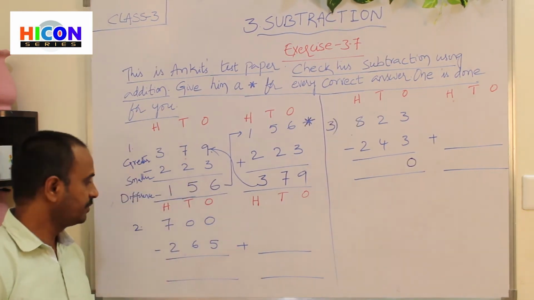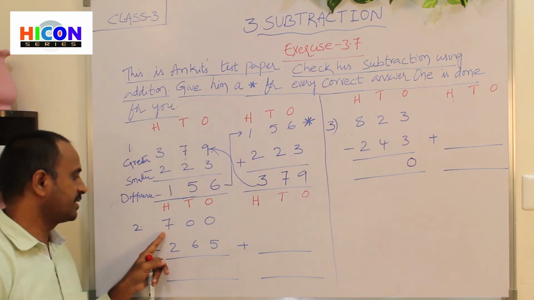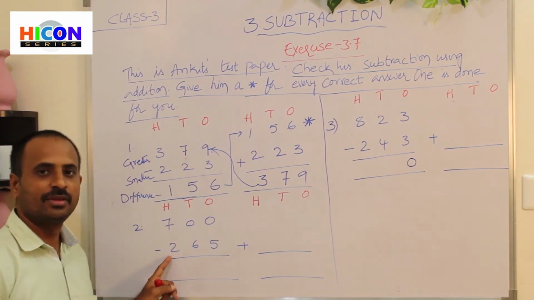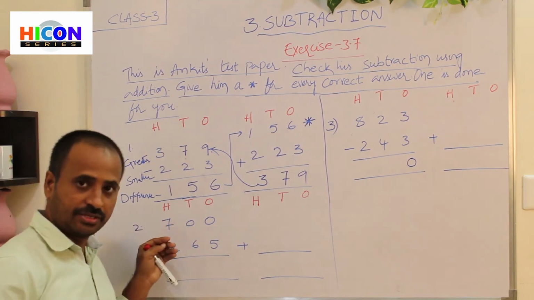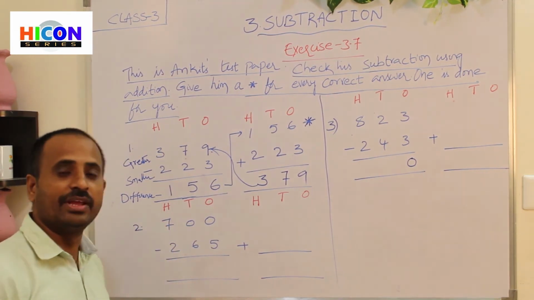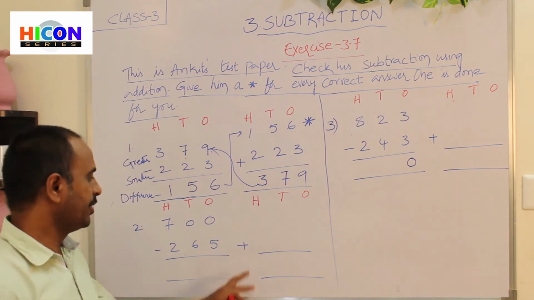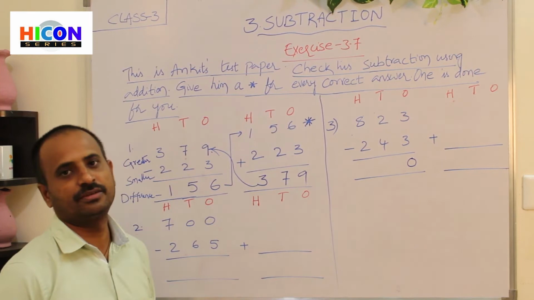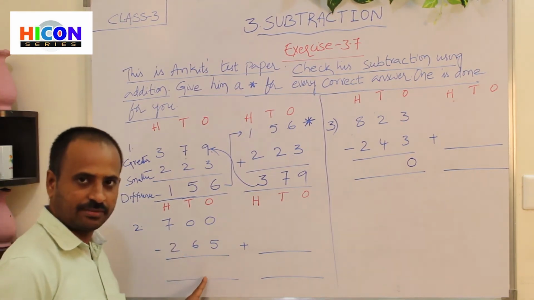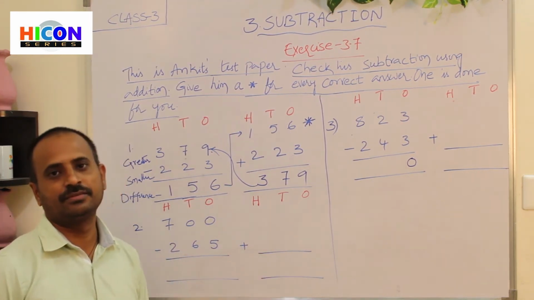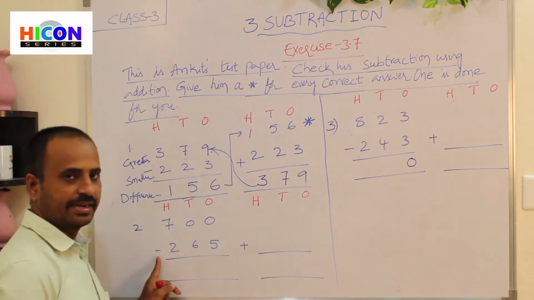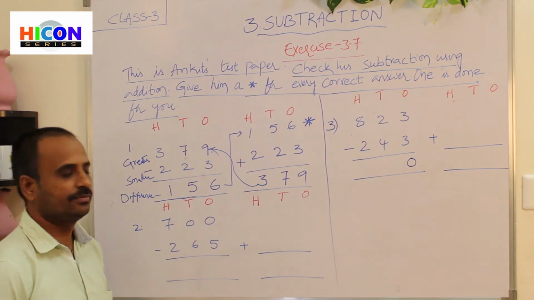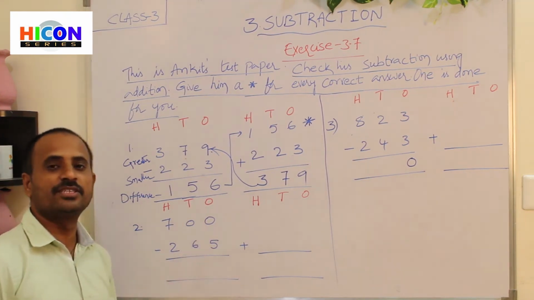See the next problem. The next problem has two numbers, 700 is the first number and the second number is 265. Now we have to subtract these two numbers and we can verify our subtraction by using addition. Here the plus symbol means addition. So first do the subtraction, next do the verification. So subtraction means minus, verification is addition. So first do subtraction. So what are the digits present in ones place here?